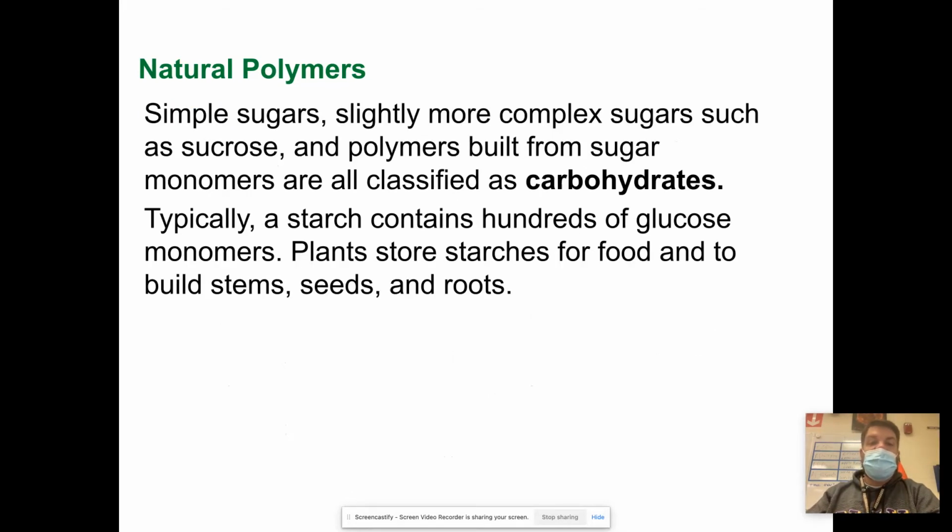Simple sugars, slightly more complex sugars like sucrose, and polymers built from sugar monomers are classified as carbohydrates. Okay. Typically, a starch contains hundreds of glucose monomers. Plants store starches for food and build stems and seeds and roots.